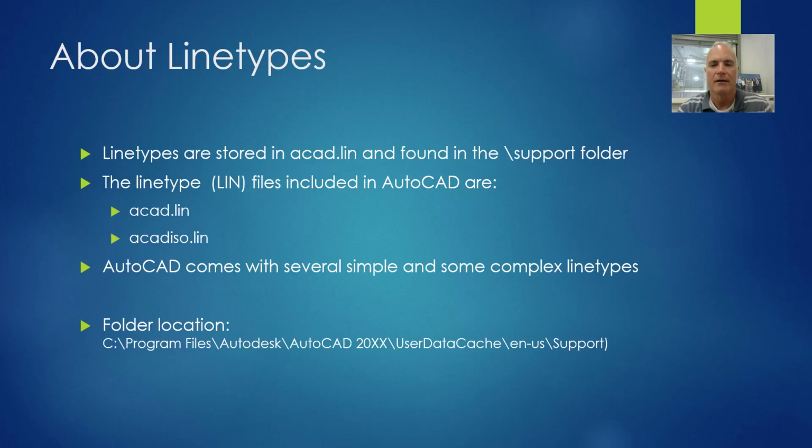About line types. Line types are stored in the AutoCAD.lin files found in the support folder. There are actually two different line type files that you could get. There's the AutoCAD.lin, and then there's also AutoCAD.iso.lin. The AutoCAD.lin file is for imperial line types, and the ISO is for line types that are in millimeters. And either way, both of those come with several simple and complex line types that we're going to look at here in just a few minutes.